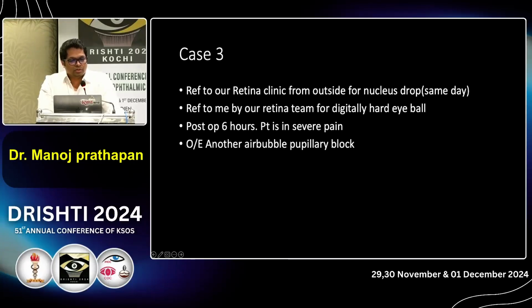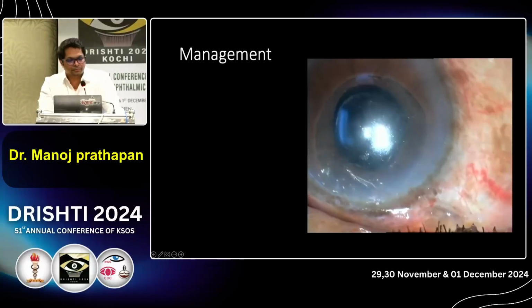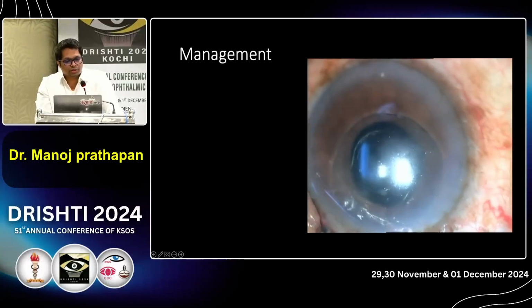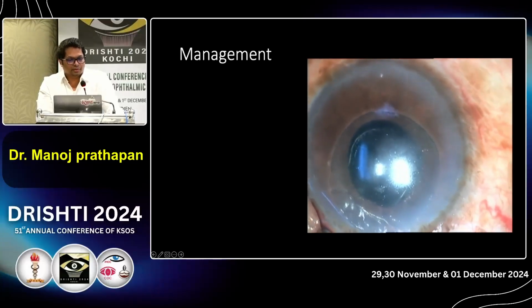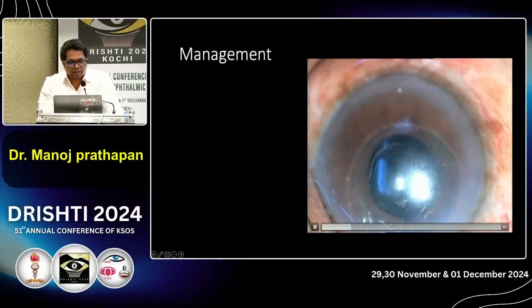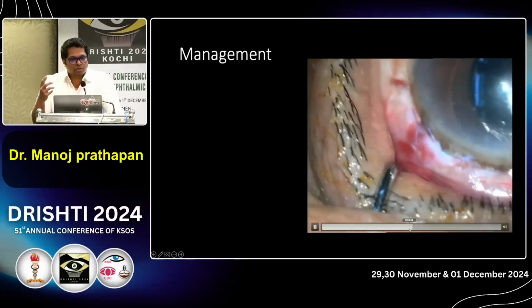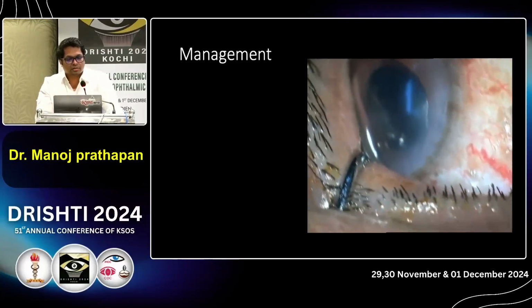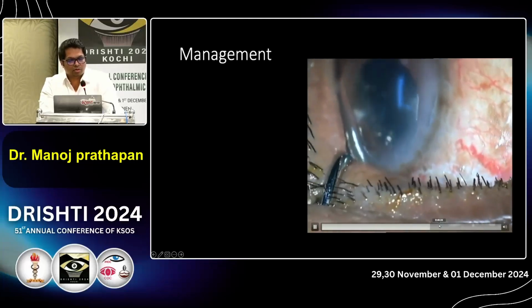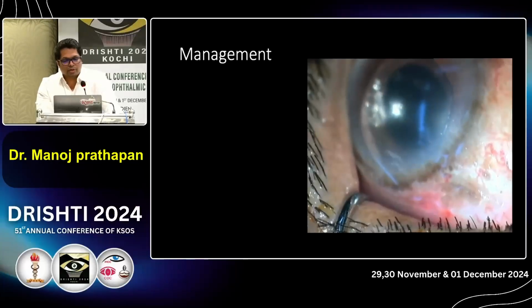This is a patient who was referred to us by the retinal colleagues, referred from outside for a nucleus drop on the same day. The patient was referred to glaucoma clinic for a digitally hard eye. This patient was not amenable to the positioning, so we took up the patient for removal of the air. When you remove the air for burping, make sure that the eye is positioned so that the air bubble comes towards the opening. Here there is already a pre-existing side port entry. Use the same side port entry to allow the air to come out, or else you can use an MVR blade or side port blade to let the air out.